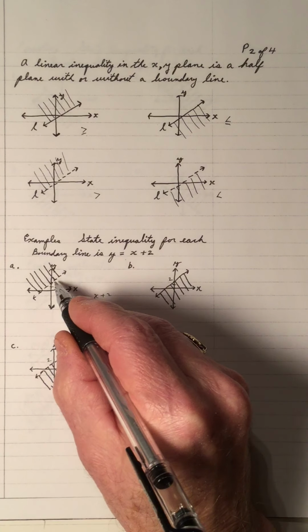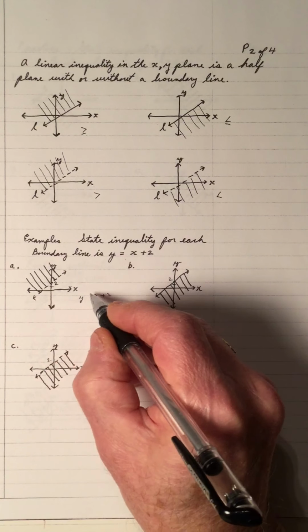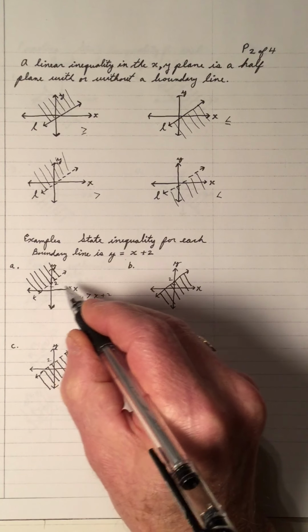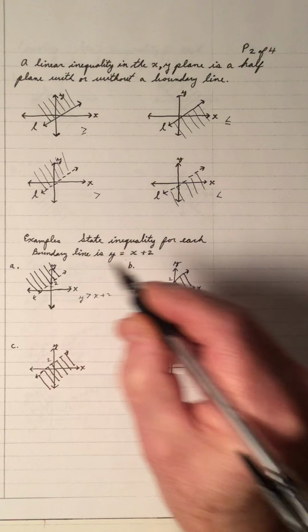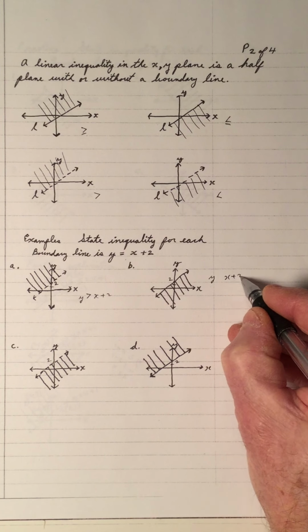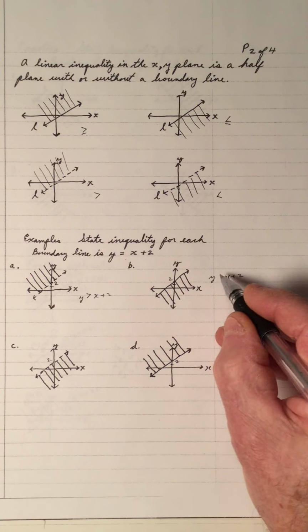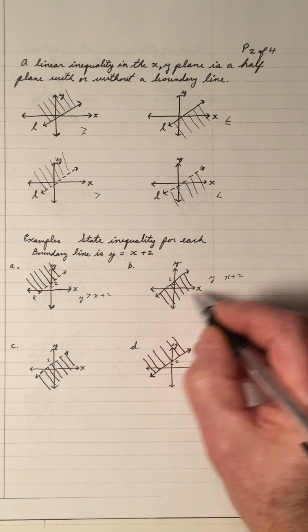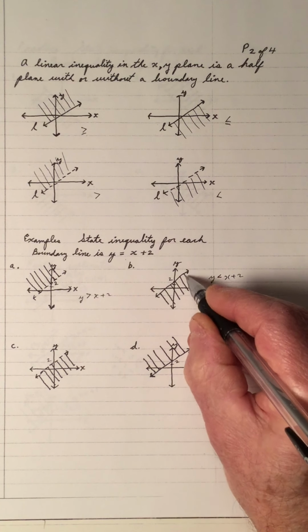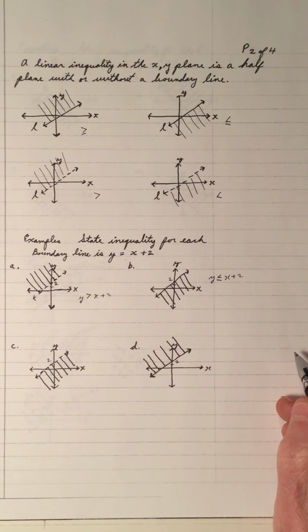So this graph, these points are above the line, but there's no equal sign because the line is broken. And the boundary line is this. So now I have to fill in this inequality. And these points are below the line, so it's a less than, and the boundary line is solid, the line is included, so it's an equal sign.